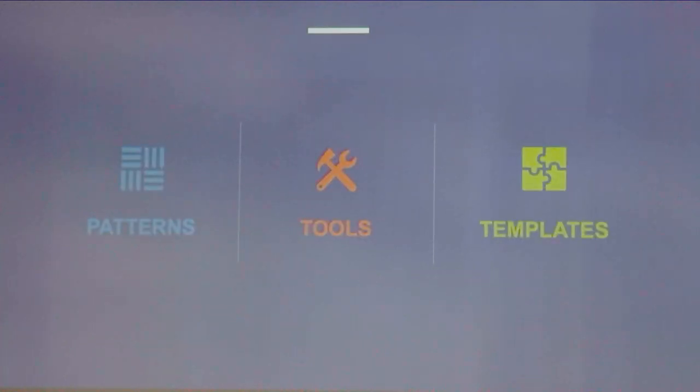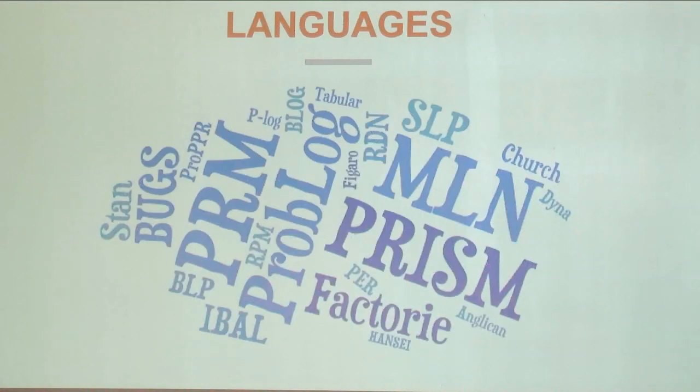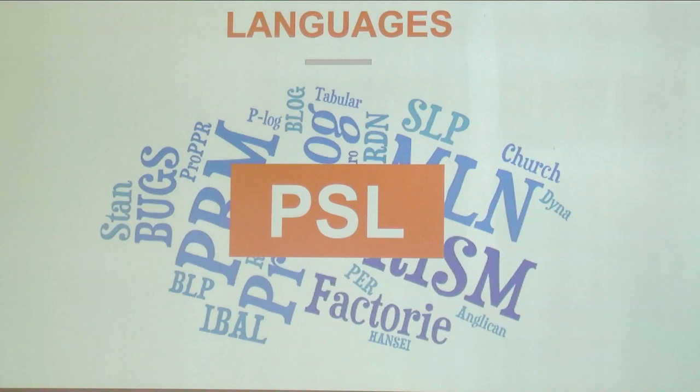So next I want to talk about a tool that we've been working on in my group for addressing these problems, and this tool comes very much from the statistical relational learning community, where there's a lot of work that tries to reason about structure together with uncertainty and do collective inference. There's been a bunch of different languages that have been proposed for this, and we're going to add a language into that mix called PSL, which stands for probabilistic soft logic.